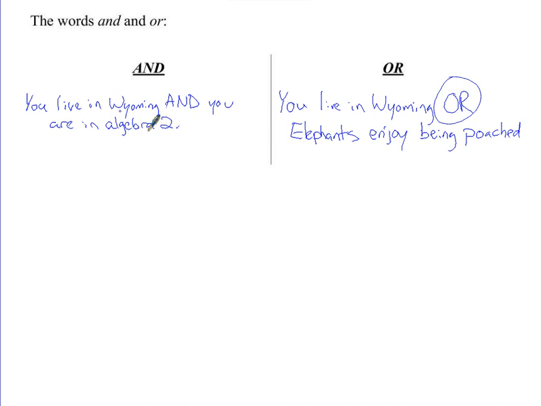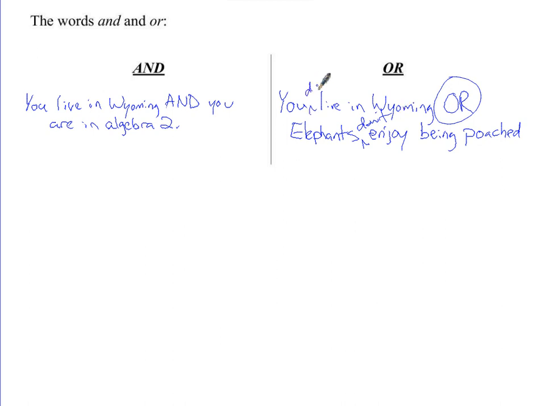For "and," both parts must be true in order for the statement to be true. For "or," one or the other must be true. This one or this one must be true. And if one of them is, then the whole statement is true. If I wrote "elephants don't enjoy being poached," now both parts of that are true, but the statement is still true. It was true to begin with.